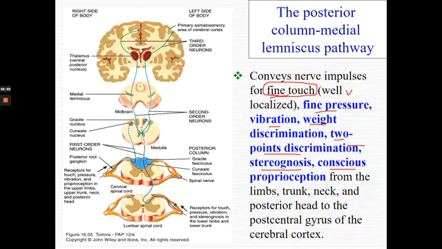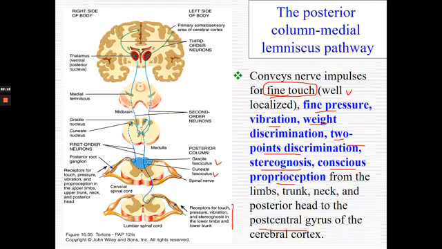Conscious proprioception, which is the sensation of position from the limb, trunk, neck, and posterior head to the post-central gyrus of the cortex. So these are the receptors for touch, pressure, vibration. So the receptors for fine touch, fine pressure, vibration, stereognosis from the lower limbs and trunk enter the spinal cord in the posterior horn. They ascend in the dorsal column, forming the fasciculus gracilis and fasciculus cuneatus.